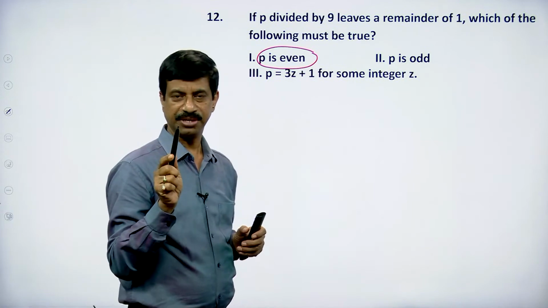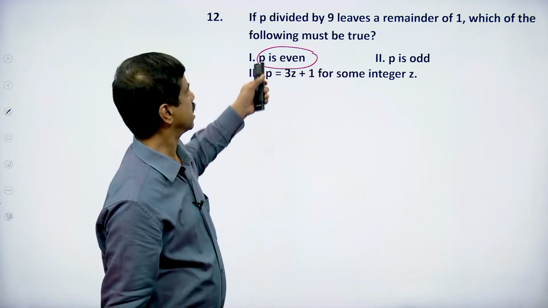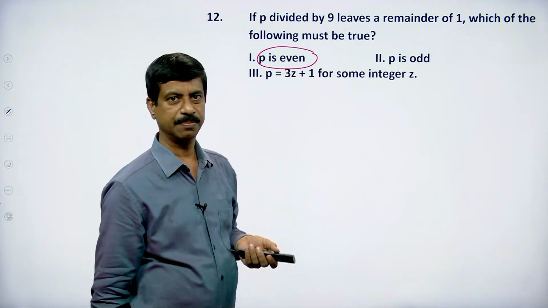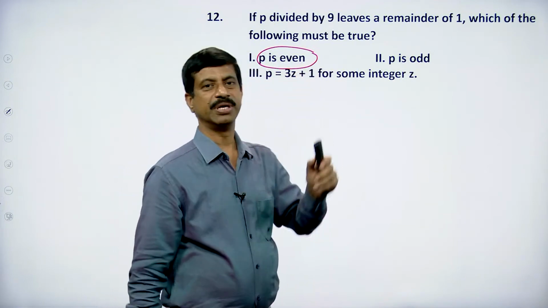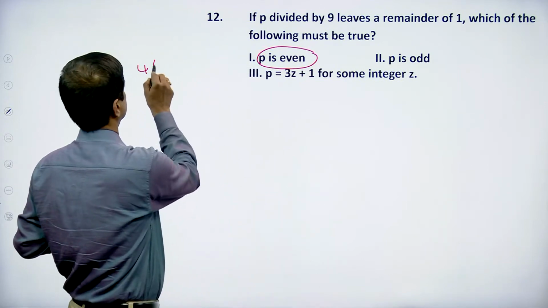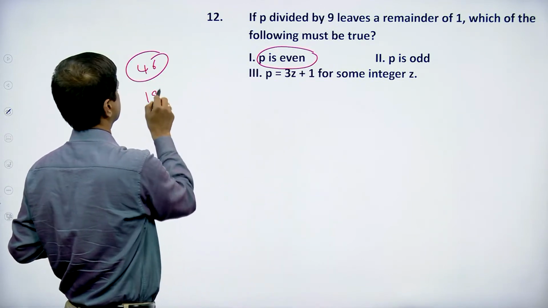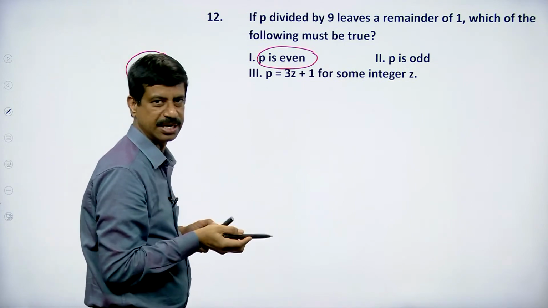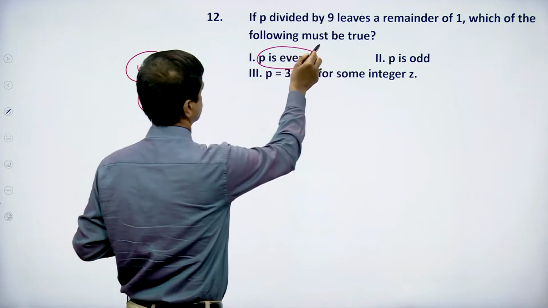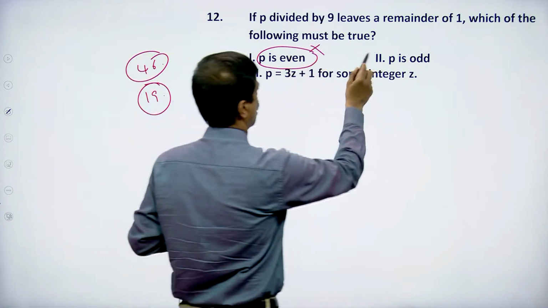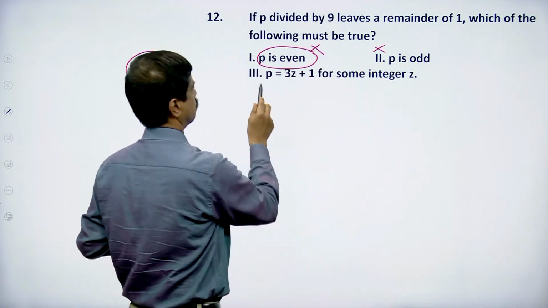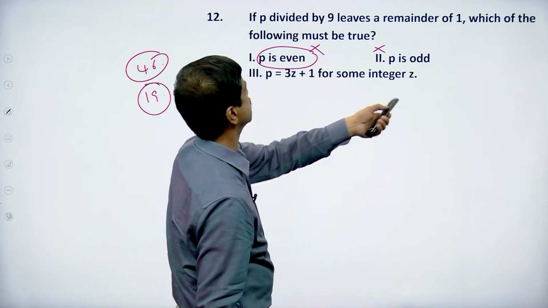See, 46 is an even number. When you divide that number by 9, you will get a remainder 1. But why should p be even? You take 19, 46, remainder is 1. 19, then also remainder is 1. 9 twos are 18, remainder is 1. So this is even, this is odd. So this is wrong. P is odd. Here we have seen 2 examples. Wrong. So p is 3z plus 1 for some integer z.